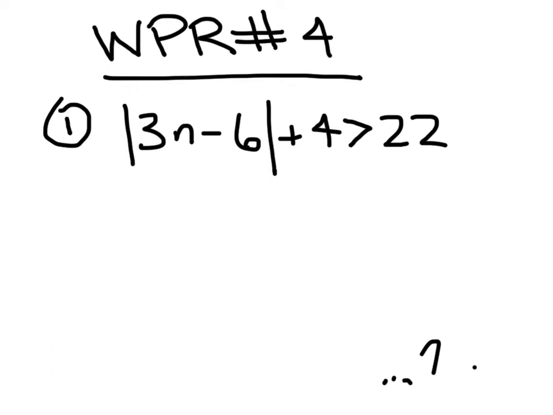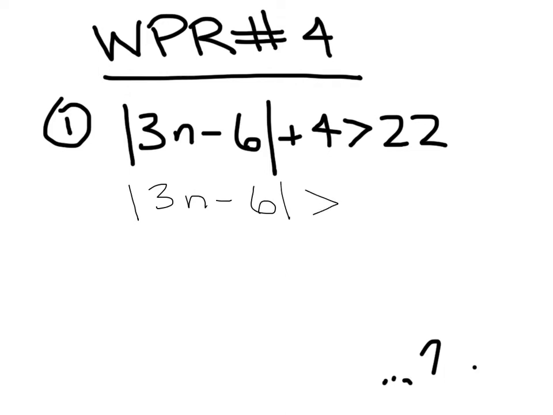Number 4. With an absolute value inequality, we'd like to separate this into two inequalities, but you can only do that after you've cleared out all the other terms on the same side as the absolute value symbol. In this example, there's a 4 with the absolute value. We need to clear that out. So I'm going to go ahead and subtract 4 from both sides.